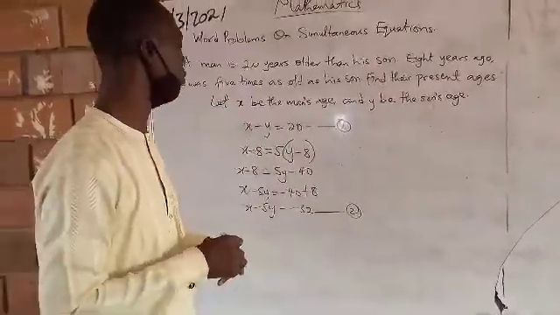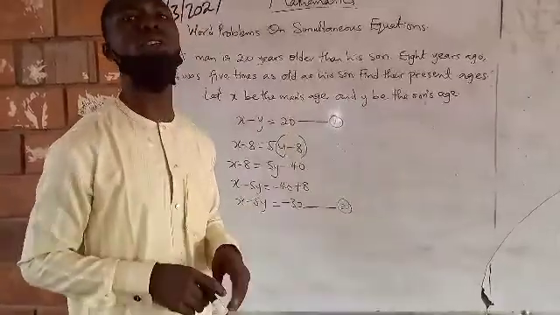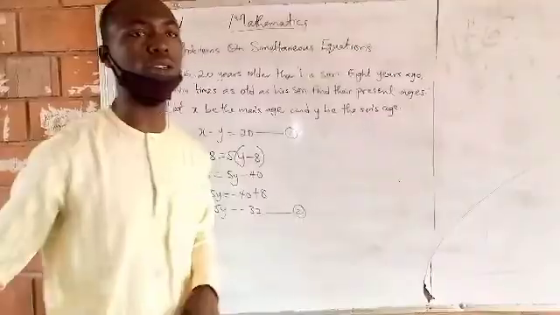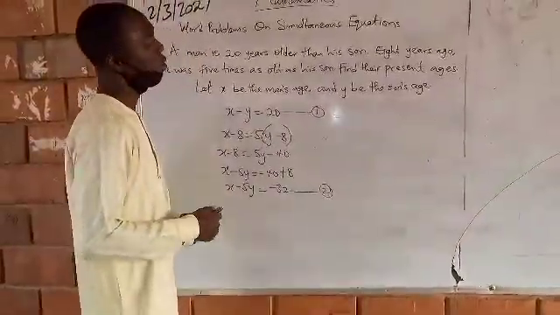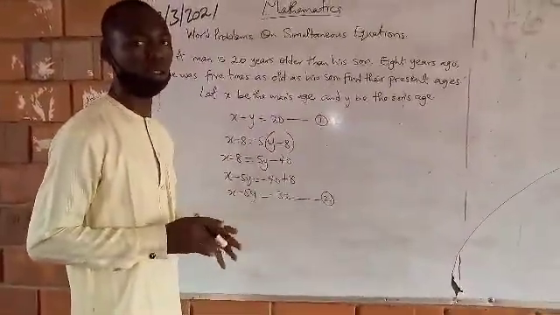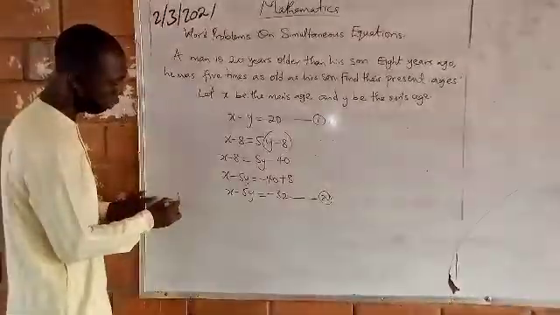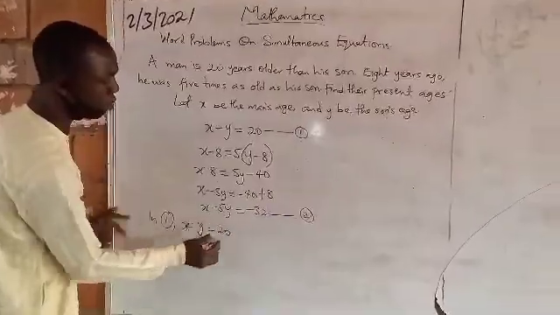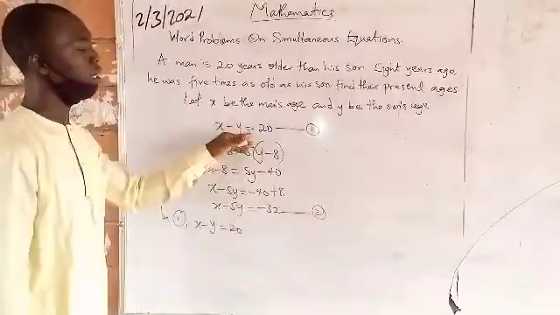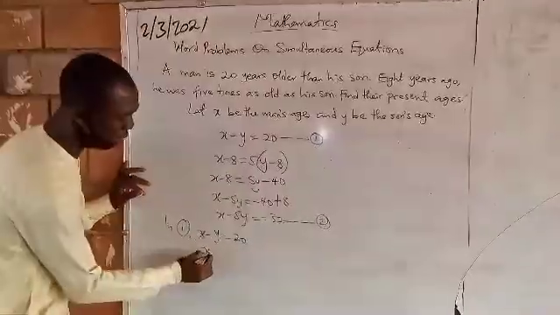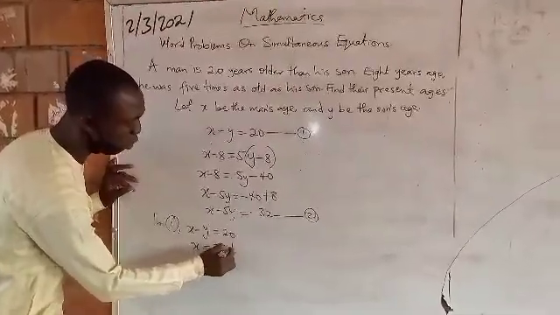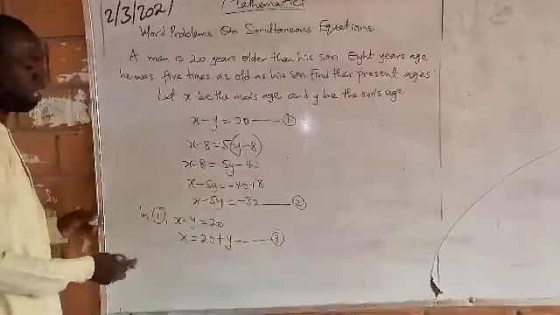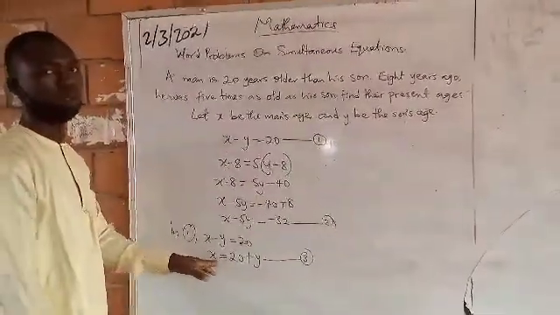So the next thing now is to decide either to use elimination or substitution method based on the previous classes. So we are taking substitution method. In equation 1, x minus y equals 20. From here, that shows my x will now be 20 plus y. This gives me equation 3 because I have to make x the subject of formula.